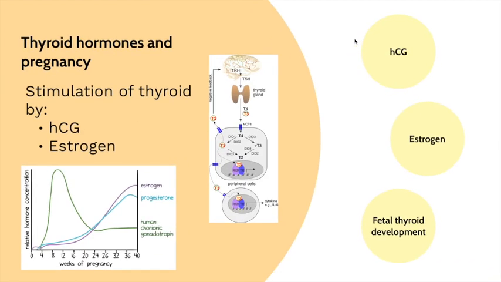So during a normal pregnancy, the mother's thyroid is stimulated, and this causes a 10 to 15% increase in the size of their thyroid gland. And this is mainly caused by the changes in the two hormones, HCG and estrogen.